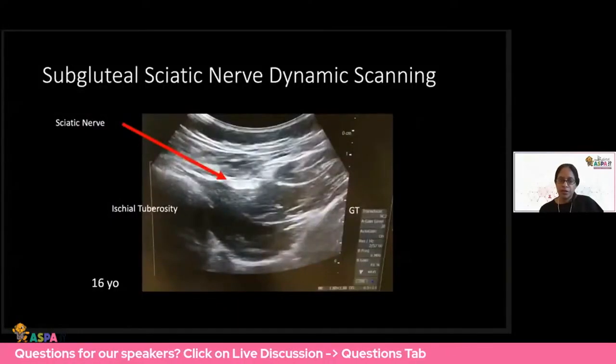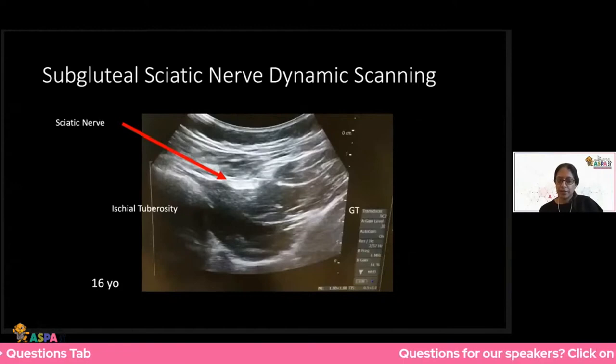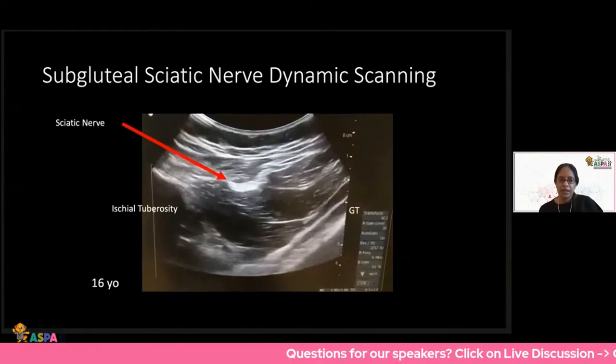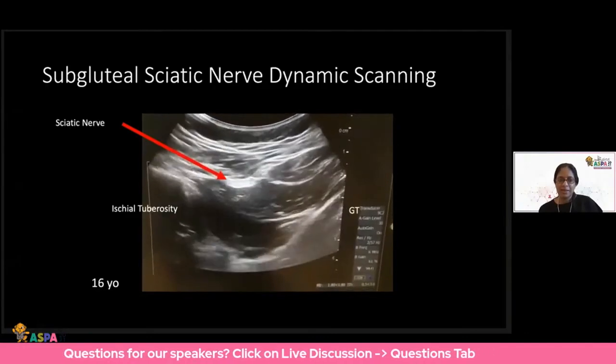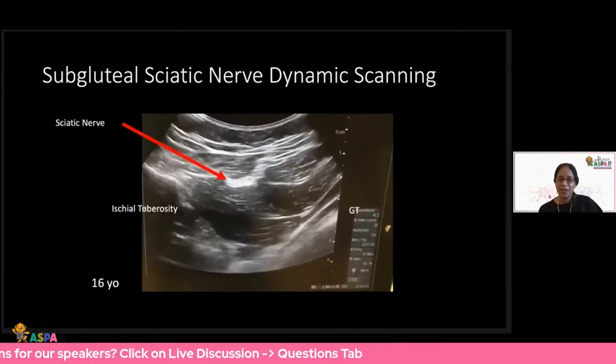This video shows the landmarks on ultrasound. The ischial tuberosity is on the left, the greater trochanter is on the right, and the sciatic nerve is labeled there. And this shows some dynamic scanning trying to locate that nerve.